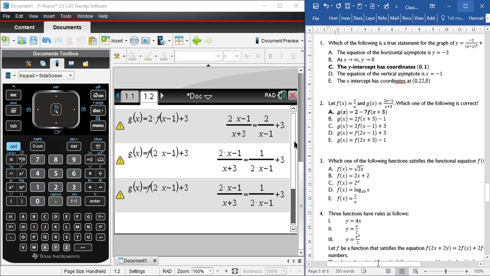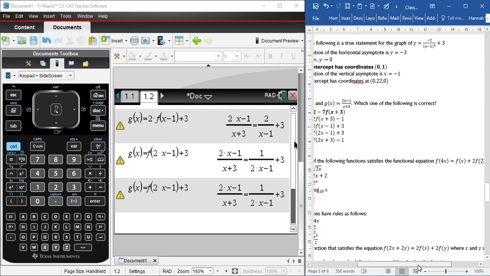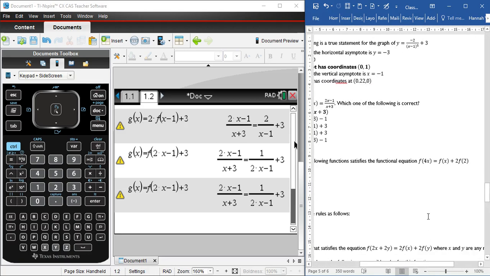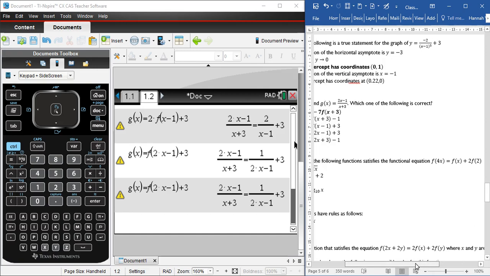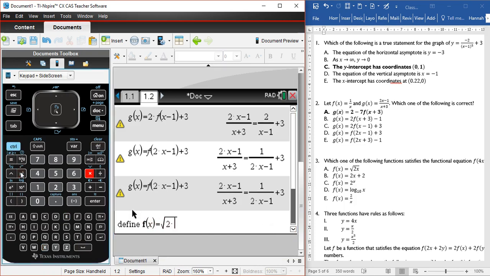All right, similarly, we have question 3. Which one of the following functions satisfies this equation? Okay, so now you have 5 different functions and you need to work out which one this will be true for, for every single value of x. So what I'm going to do is redefine f. It's bold because it's already defined as 1 over x before, but you can overwrite the definition.